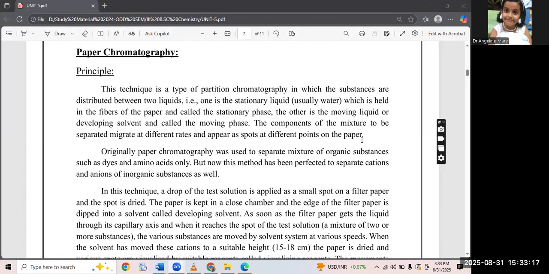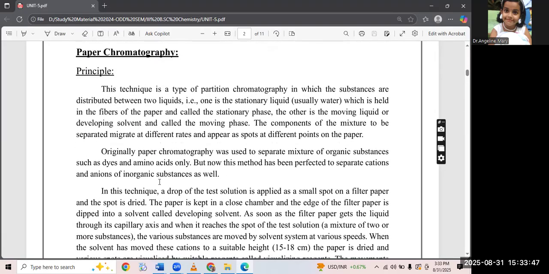What is the principle behind this? We are going to use two phases. One is the stationary phase, another one is called the mobile phase, that is the moving phase. In this chromatography, the paper acts through its fiber. In paper, the cellulose fiber acts as the stationary phase, and the solvent which we have taken is called the moving phase.